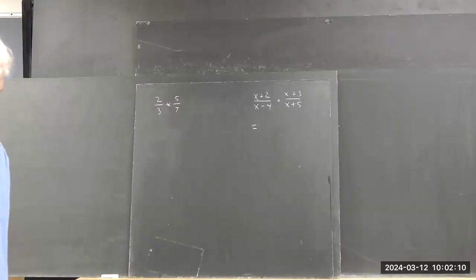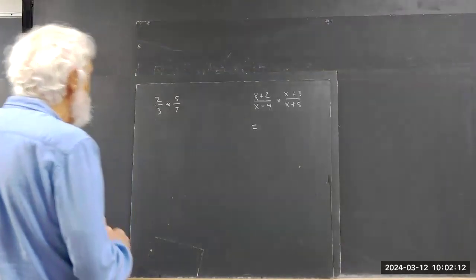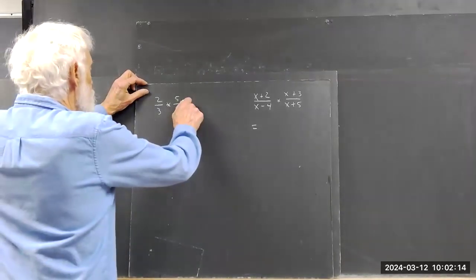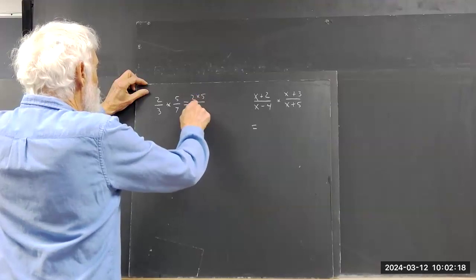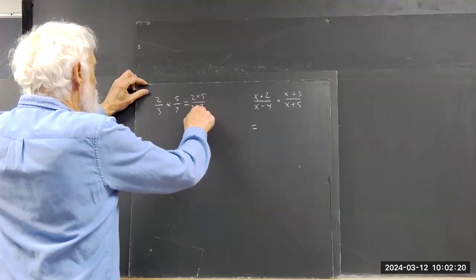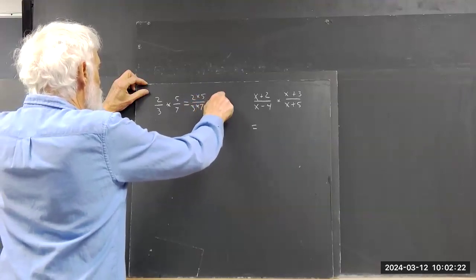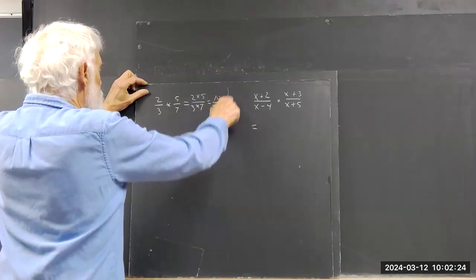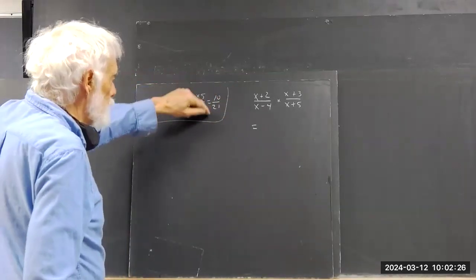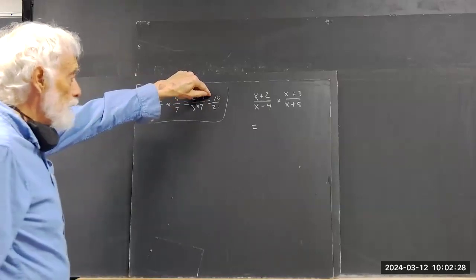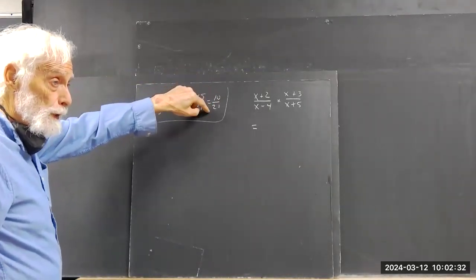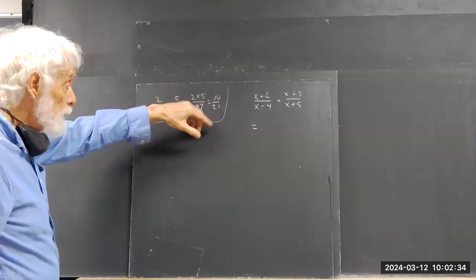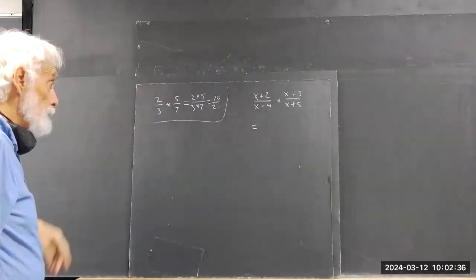Okay, so after a couple of glitches, we see that this is equal to 2 times 5 divided by 3 times 7, which is 10 over 21. There are no common factors in 10 and 21. 10 is 2 times 5. 21 is 3 times 7. None of the factors in the numerator match any of the factors in the denominator, so we can't simplify this.